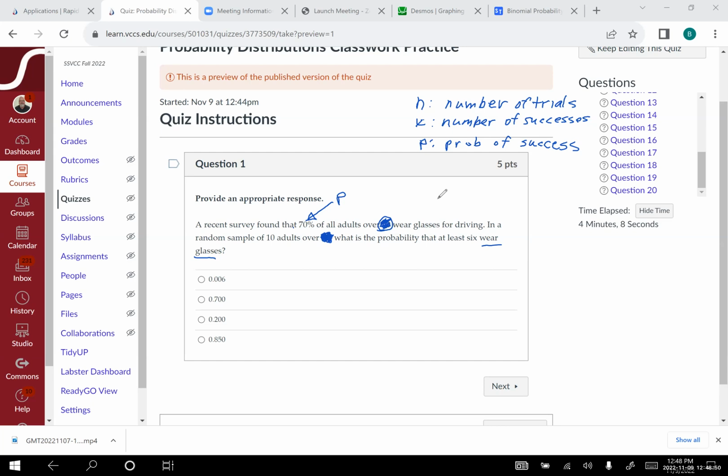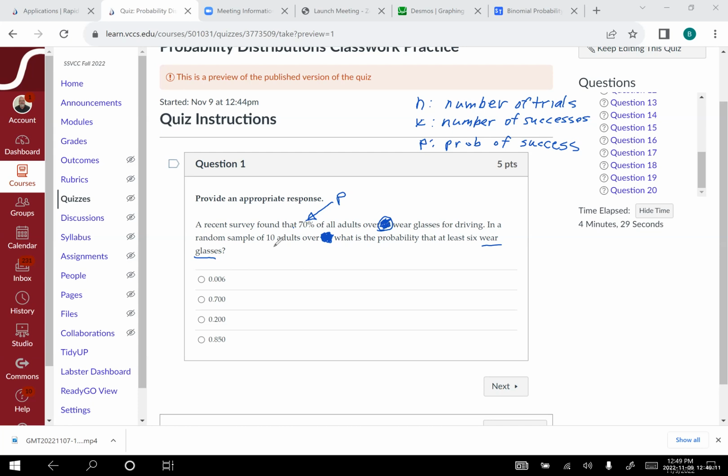All right, now N is the total number of trials. That means out of all the people that wear glasses, we selected a group to test. So N is the number of people in that group we selected. So what is that for this problem?